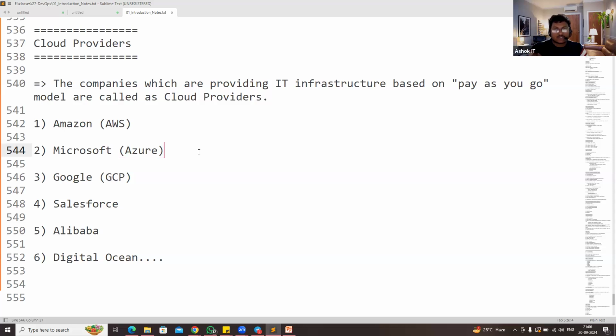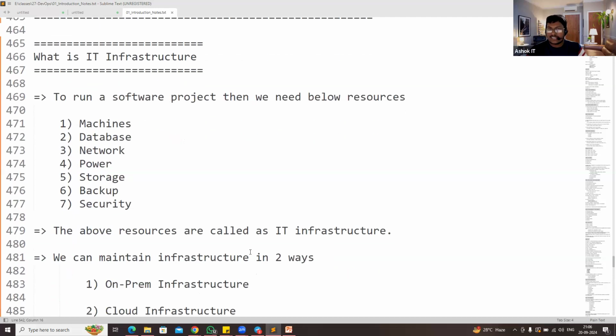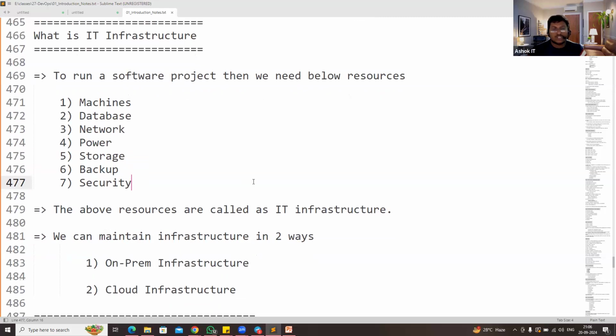Are you clear? In this course, I'm going to tell you how to work with AWS cloud and how to create the infrastructure in AWS. Infrastructure means the resources required. How to take machines in AWS for rent. How to take a database from AWS. How to set up storage in AWS. How to do backup in AWS. How to manage the security for our resources in AWS. Those things we are going to learn.